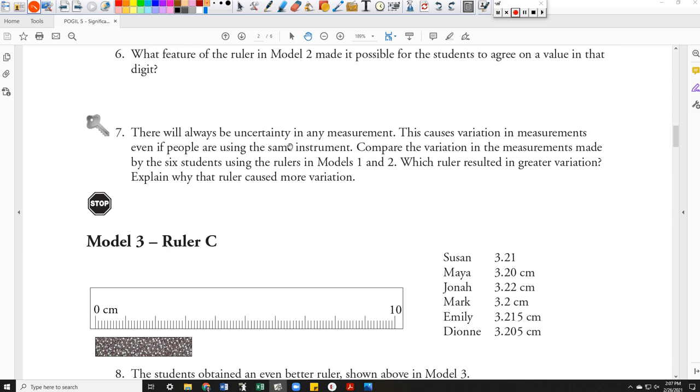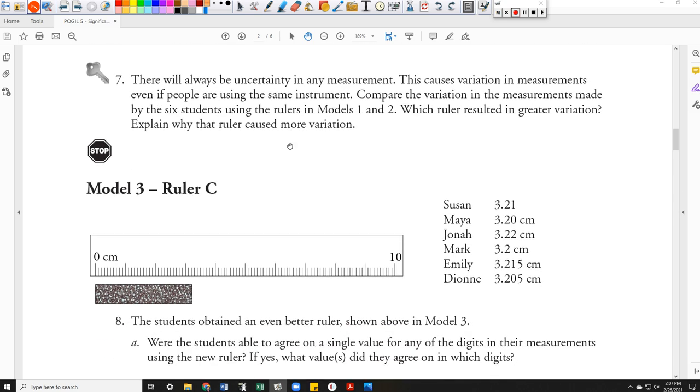Now, this is the first time we've really done a key on the board, I think, so I want to point this out. What is that? Key. What does a key mean in theory? It's really important. Okay, so this right here is important for us to understand. There will always be uncertainty in any measurement because it's almost impossible for it to be precisely precise. That's a weird way to say that. Okay, this causes variations in measurements.